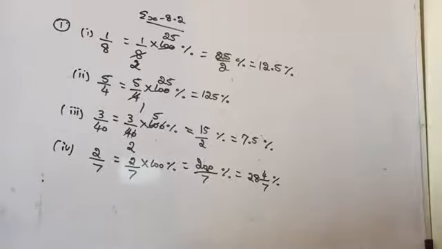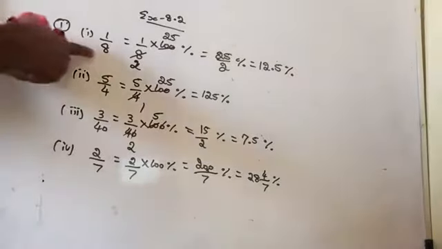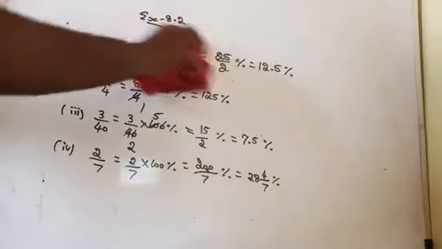The second question is, the decimal number is given. Convert the given decimal number into percentage. It's the same thing; here, instead of a fraction, a decimal is given, and you have to convert it into percentage. Any given decimal number, you multiply by 100 percentage. Are you getting it? Yes.